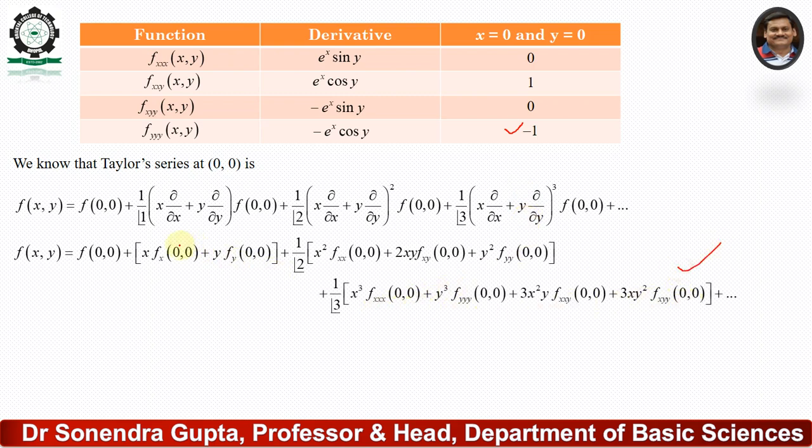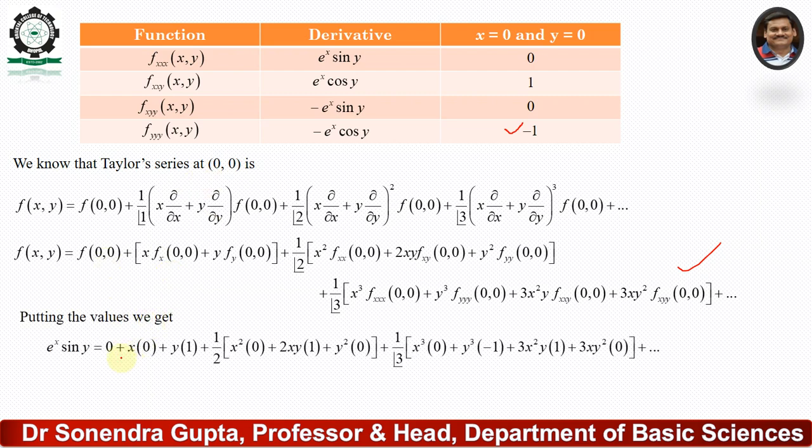Then putting all the values from the table, we get f00 is 0, fx00 is 0, then fy00 is 1 upon x square, f double x of 0, fxy is the value of 1, fyy is the value of 0, then x cube and so on. Now we simplify this term, then we get e to the power x sin y equal to y plus xy, x square y upon 2 minus y cube upon 6 and so on.